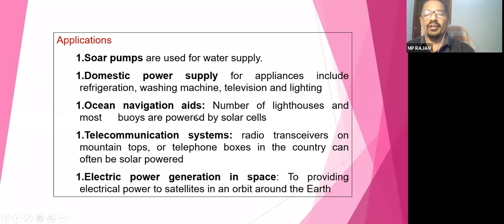Ocean navigation aid. In the ocean you cannot get the electricity board supply. So there you can use the solar panel. You can produce power in the ocean for navigation aids where supply is needed. You can also use it in telecommunication systems where DC supplies are required, and in satellites. The main advantage is you can produce DC power supply. Of course, solar cells produce DC power supply.